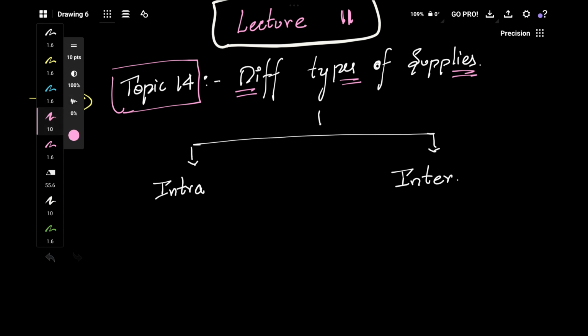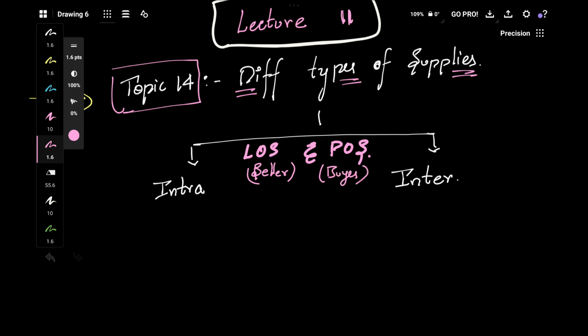What are those two things? One is location of supply, and the other one is place of supply. Don't go deeper into this right now. We'll get clarity about this in the next chapters, as we have separate chapters regarding place of supply. For now, you can assume that location of supply is nothing but the place of the seller, where the seller is. It's not actually that, but for now understand it like this. And place of supply is nothing but where the buyer is residing.